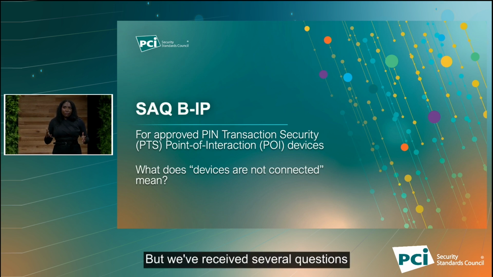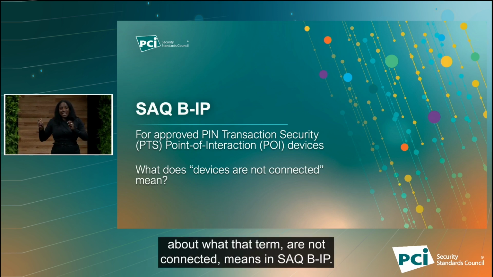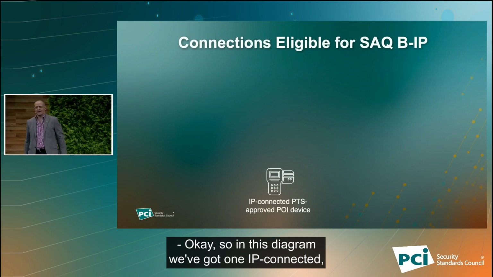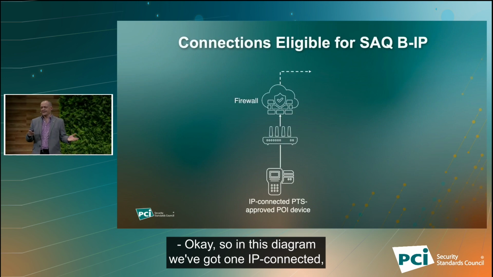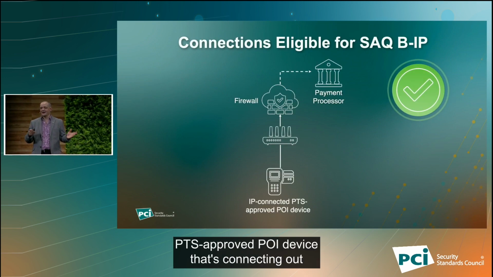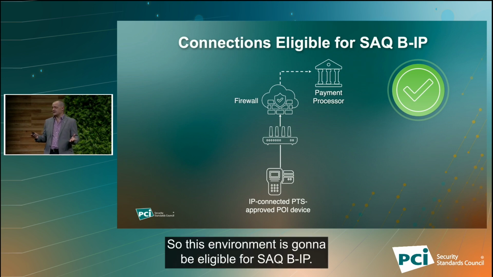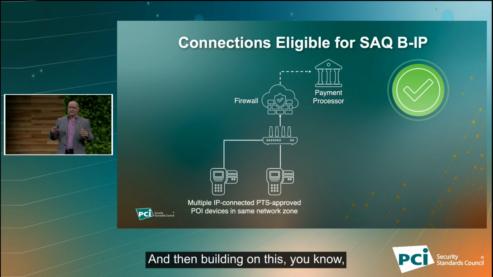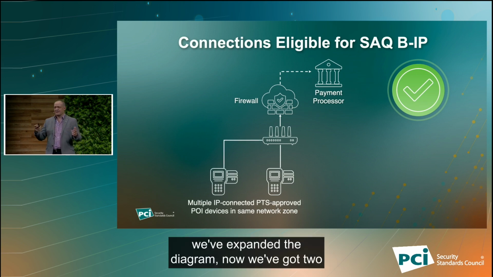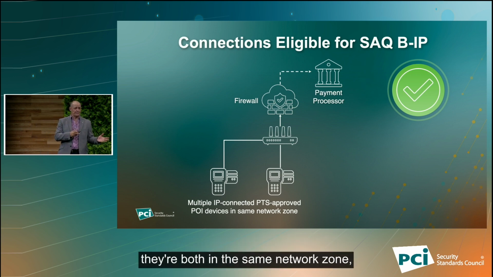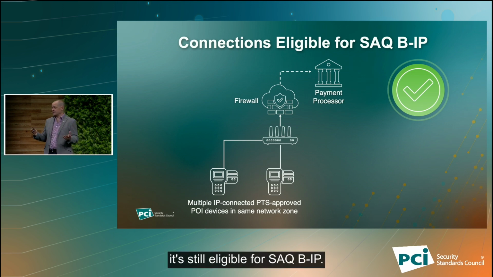But we've received several questions about what that term "are not connected" means in SAQ B-IP. So we've got some diagrams to show. Okay, so in this diagram, we've got one IP-connected, PTS-approved POI device that's connecting out to the processor. So this environment is going to be eligible for SAQ B-IP. And then building on this, we've expanded the diagram. Now we've got two of those devices that are connecting out to the processor. They're both in the same network zone. It's still eligible for SAQ B-IP.